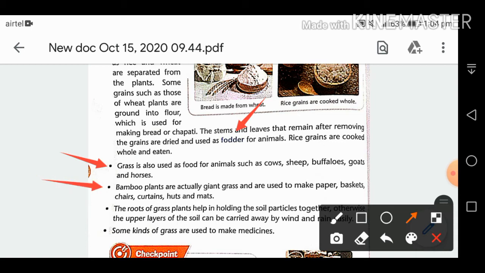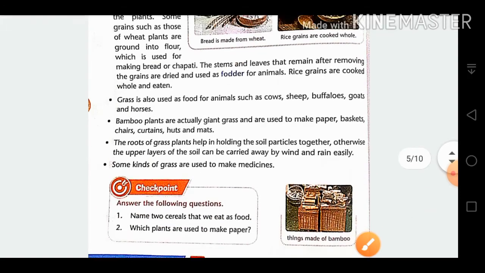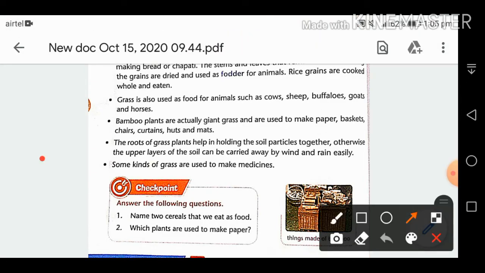Then next is bamboo. Bamboo plants are actually giant grass, and they are used to make paper, baskets, chairs, curtains and huts. Then next, the roots of grass plants hold the soil particles together so that soil will not be carried away by wind and water. To prevent soil erosion, we plant grass also. And some kinds of grass are used to make medicines, like mint and tulsi. These plants come in the grass family and are used as medicine.